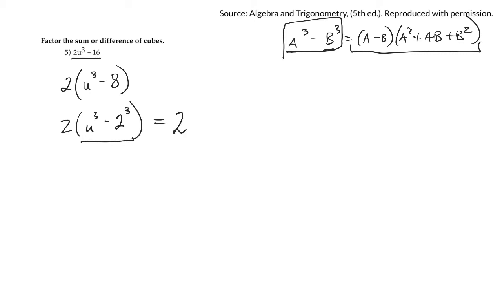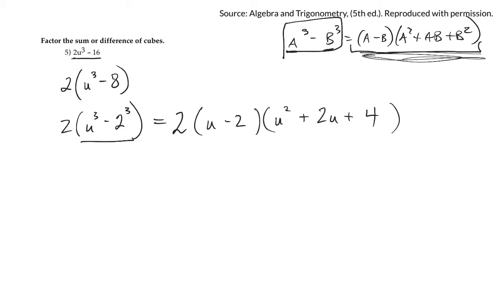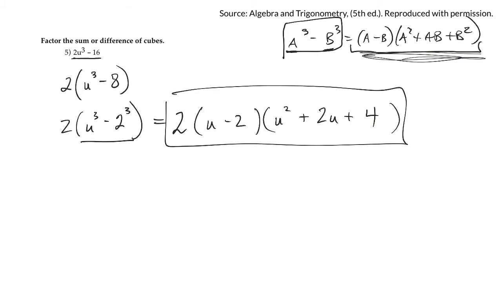So I'll leave the 2 out front, and then I'm going to have a small bracket and a big bracket, and I'm just going to follow the pattern. So it'd be u minus 2, then u squared, plus u times 2 would be 2u, plus 2 squared, which would be 4. There. And that would be the factored form of that using the difference of cubes formula.